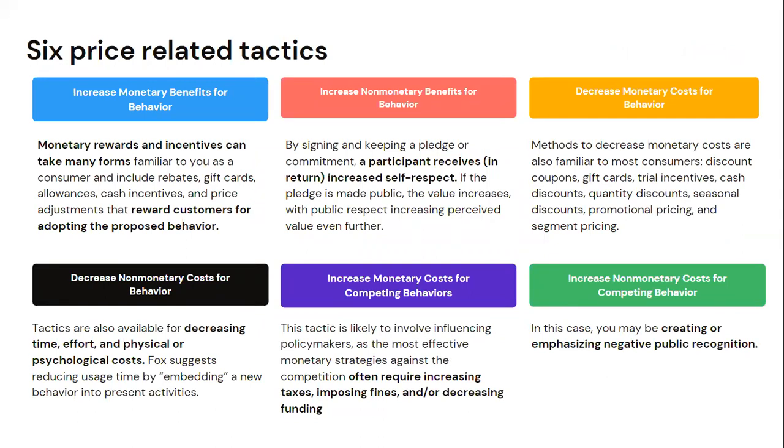So these monetary benefits can be rebates, gift cards, cash incentives, and price adjustments. An example of this would be banks giving gift certificates or Gcash to their target market to influence them to practice using a credit card when making their purchases.